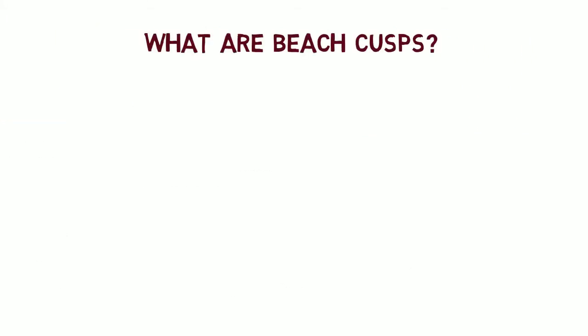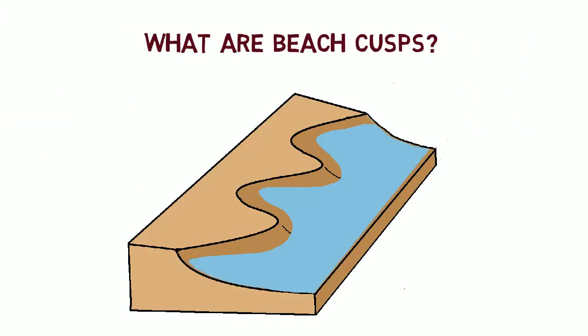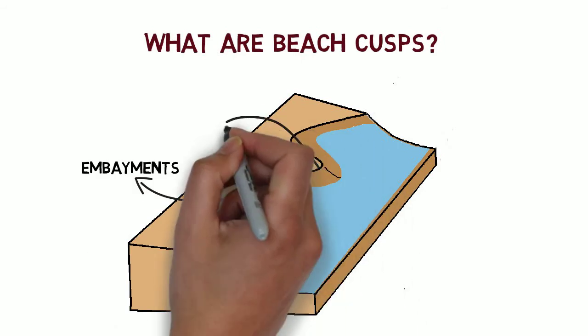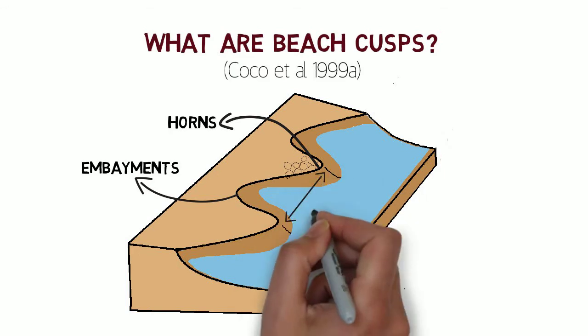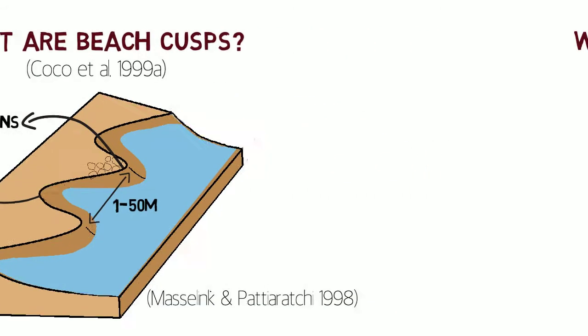Beach cusps are arc-patterned shoreline formations. The landward arcs are called embayments, and the seaward points are called horns, and are made up of coarser material. A single cusp can range from 1 to 50 meters in width.